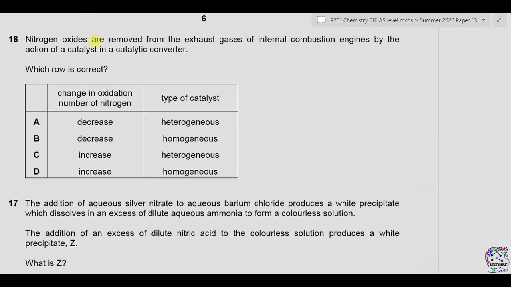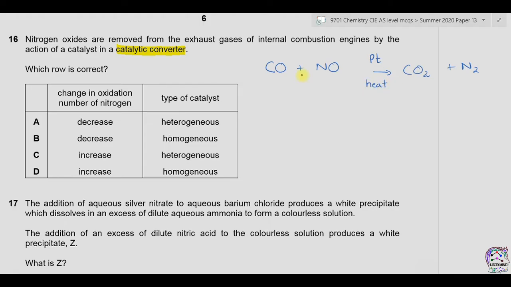Question 16. Nitrogen oxides are removed from the exhaust gases of internal combustion engines by the action of catalyst in a catalytic converter. Which row is correct? Now in catalytic converter, this reaction takes place. Carbon monoxide reacts with nitrogen monoxide to form carbon dioxide and nitrogen gas. In catalytic converter, the catalyst that is used is solid platinum, and there is a lot of heat present in the engine.